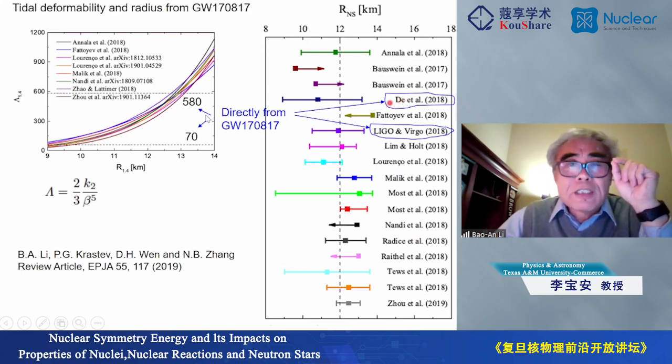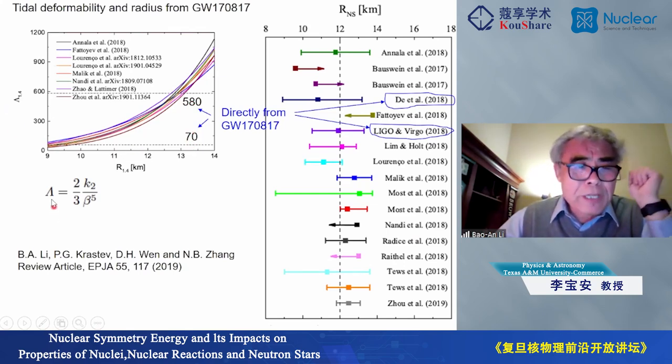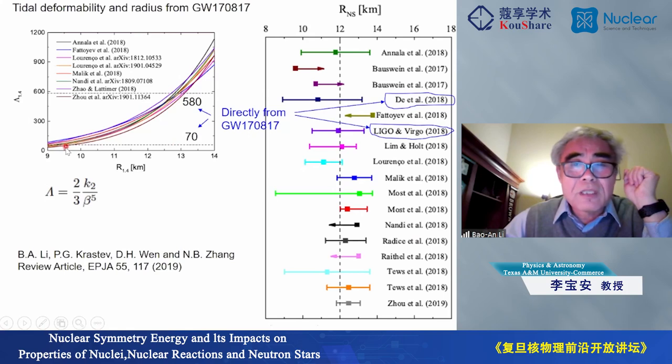They inferred the scaled tidal polarizability has a maximum value of about 580 with a minimum of about 70. And this reduced scaled tidal polarizability is related to the radius in a more or less uniform relationship found by many groups. So if you see the cross here with the upper limit, this will give you an upper limit for the radius. This point here will give you a lower limit. But most of the analyses give you a radius of about 12 kilometers for a neutron star.